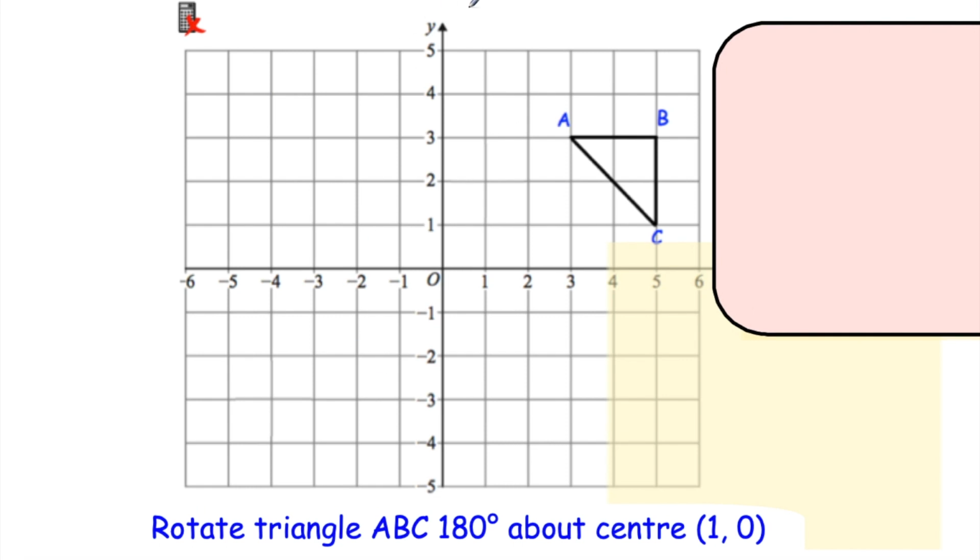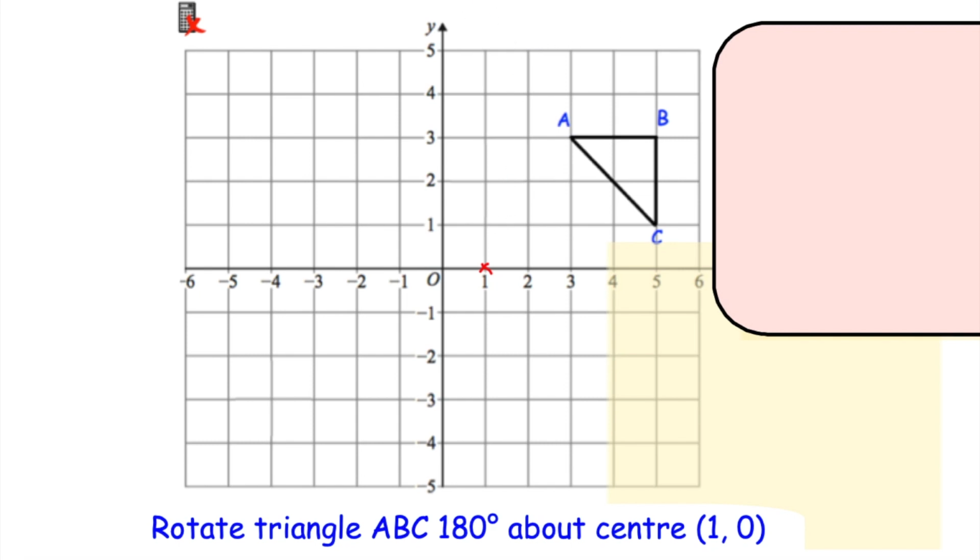Okay, so here we've got question number 6, and we've been asked to rotate the triangle ABC 180 degrees about center 1, 0. So this time the center of rotation isn't the origin, it's center 1, 0. So let's plot that point 1, 0. So it's going to be 1 along, 0 up. So that's the center of rotation there.